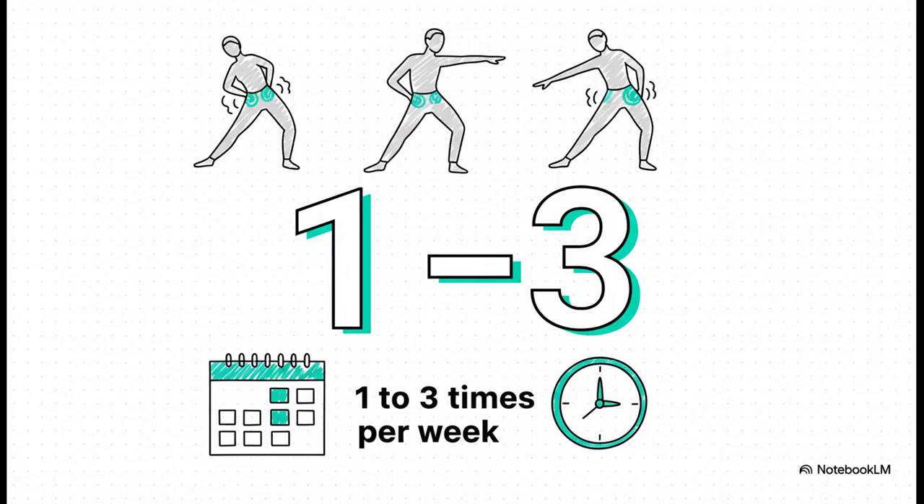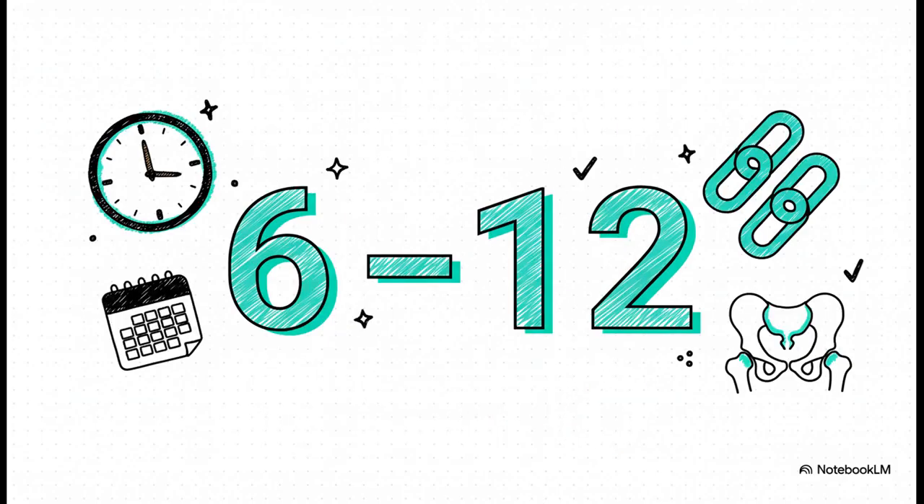The first part of that prescription is the frequency. We're looking at 1 to 3 times per week. And the second part of that prescription is the duration, 6 to 12 weeks. So let's put that all together. The full evidence-based dose is 1 to 3 times per week for 6 to 12 weeks. These are exactly the kind of specific numbers that you need to have locked and loaded for your exam.